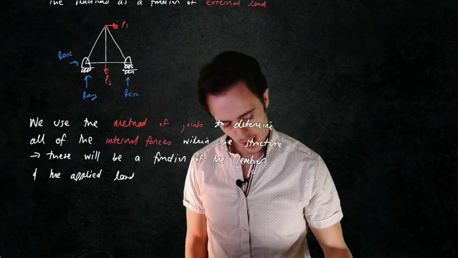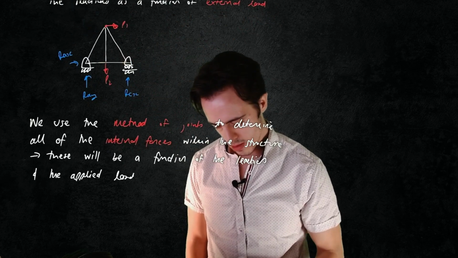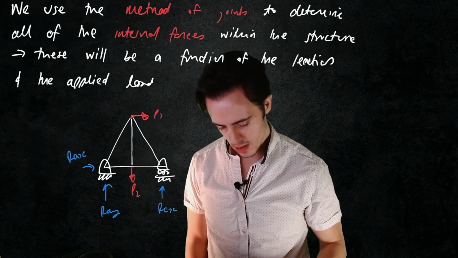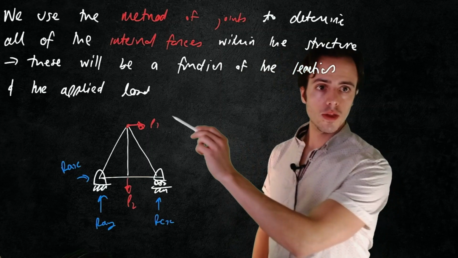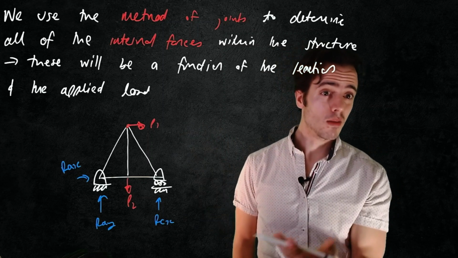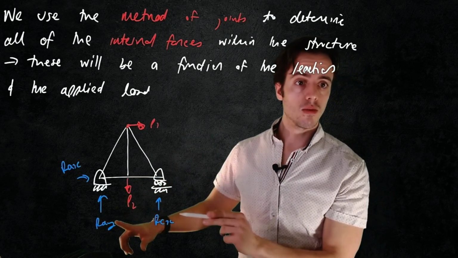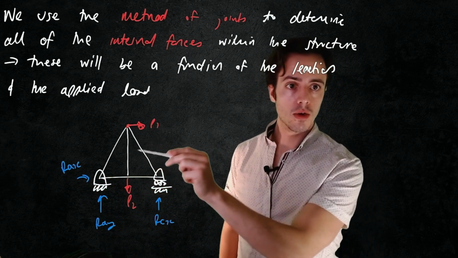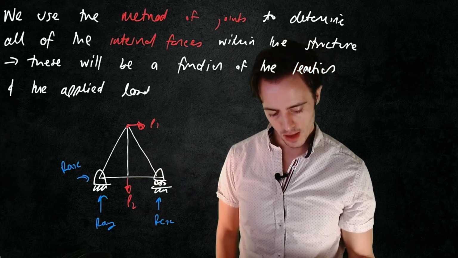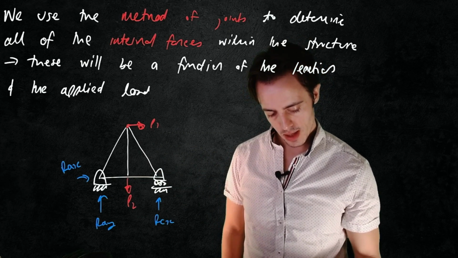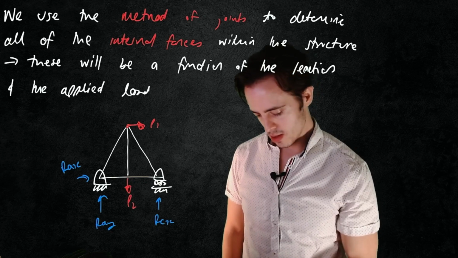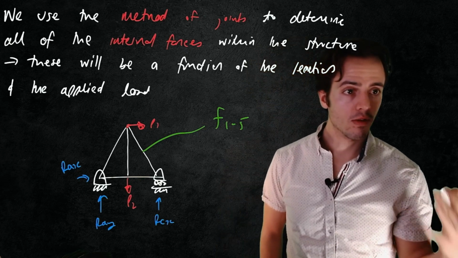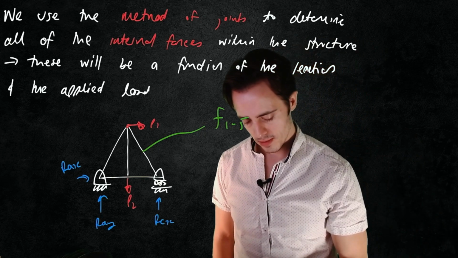Okay, so let me copy this diagram down again. So once we know what P1 and P2, they're just numbers. Once we've done the method of joints, we'll have some numbers for these reactions. We can then solve for 1, 2, 3, 4, 5 internal forces. So we would end up with, let's choose a different color, F. And we normally say lowercase f 1 through 5, 5 internal forces.